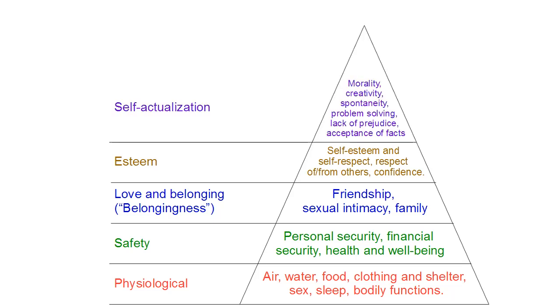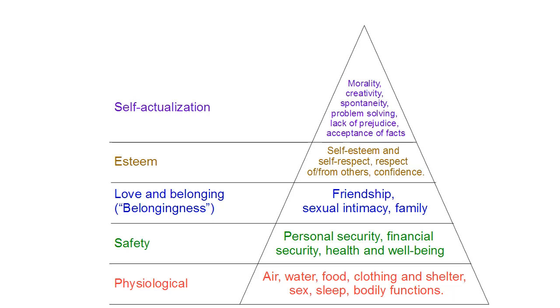And then finally, at the top of the original pyramid, you had self-actualization. And that includes things like morality, creativity, spontaneity, problem solving, lack of prejudice, acceptance of the facts. And these really are things that, if it came to it, you could probably live without. But it really is the sort of thing that does make life somewhat more harmonious and makes you more confident, more relaxed, etc. Now, that was the original pyramid. That was the original things that Maslow thought about.